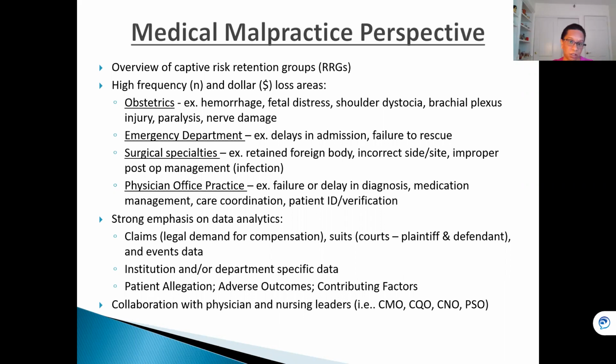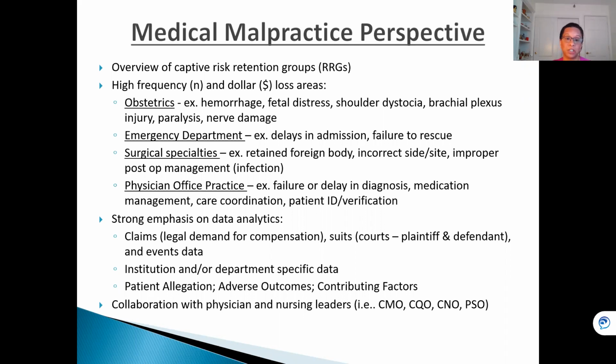So they have a vested interest of, let's all work together, let's standardize, let's learn best practices from each other, let's share, don't reinvent the wheel. If you've had successes, you've had failures, learn from each other. And they focus really on high dollar and high frequency losses. We're not talking hand washing technique here. We're talking about obstetrical risk, emergency department, surgical specialties, the physician office practice. OB is number one nationally because you're talking about risk to mother and baby. People will sue you if you got the wrong organ out, because that's not what should have happened.